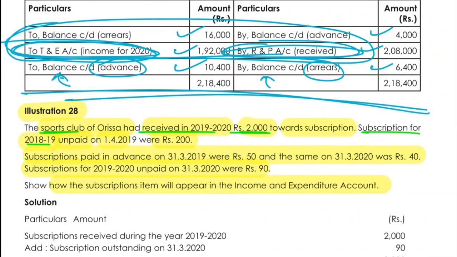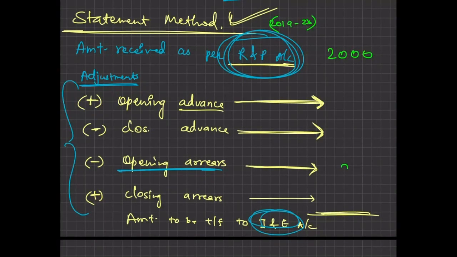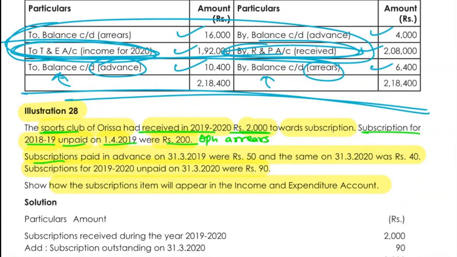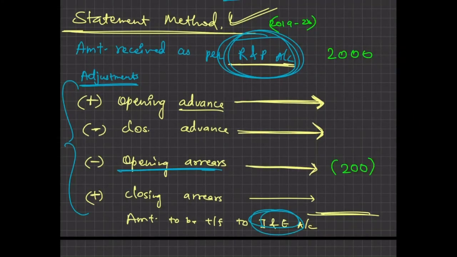Subscription for 1819 unpaid on 1st of April 2019 was rupees 200. So this is the opening arrears. We need to deduct the opening arrears because that was not the income of the current year but of the previous year. Subscription paid in advance on 31st of March 2019 means it is an opening advance of 50. The opening advance is not the income of the previous year, but of the current year. So I have added that.